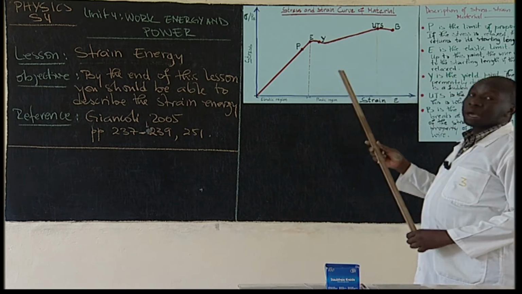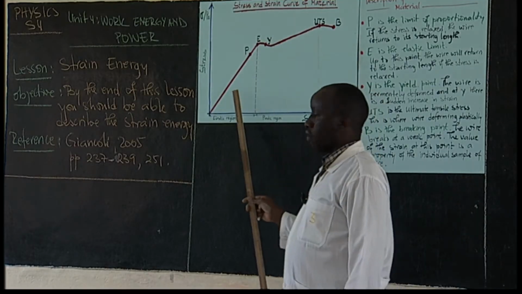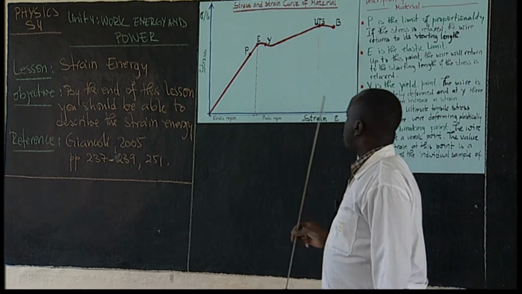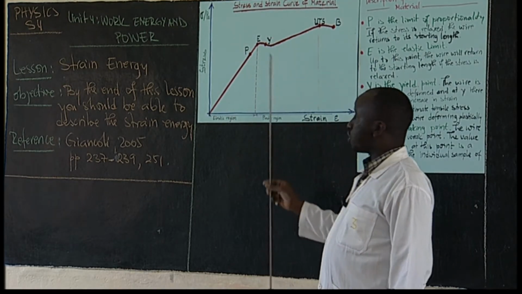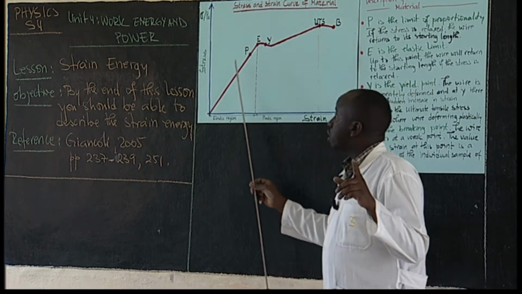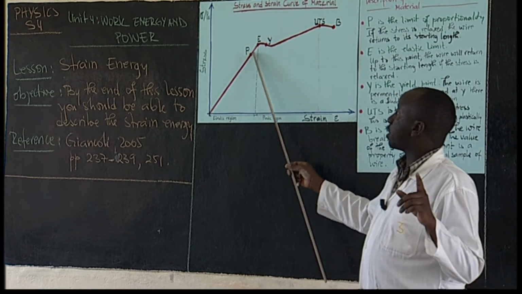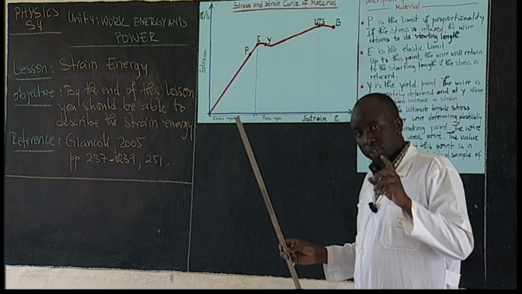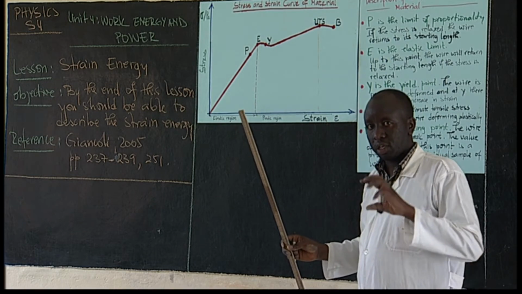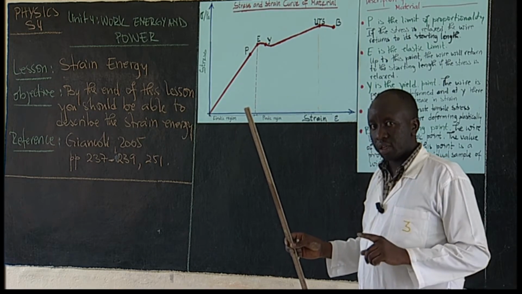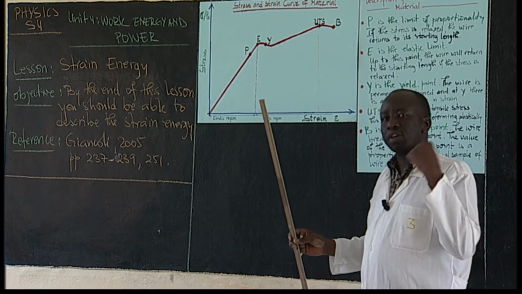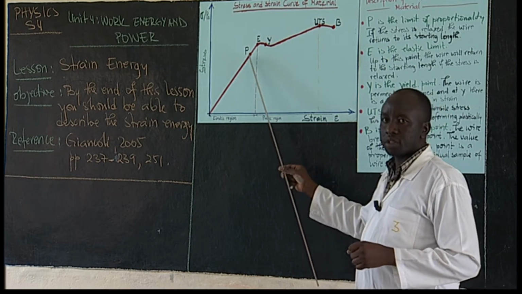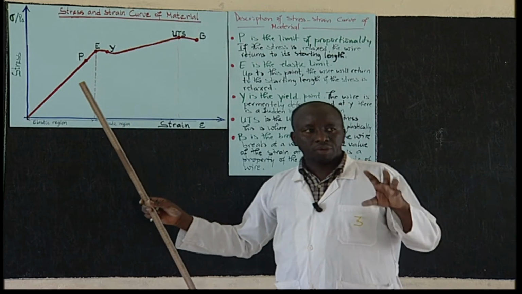So let's have a quick review of what we discussed last time. Last time, we had a diagram that shows the stress and strain. On this diagram there are the points P, E, Y, U, T, S, and B. I tried to explain them to you by giving you the titles in that lesson. But now, let's try to understand and describe them, very quickly.